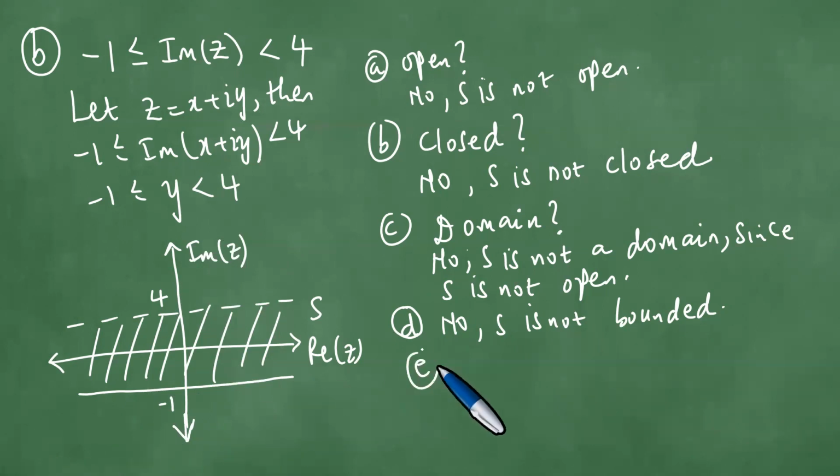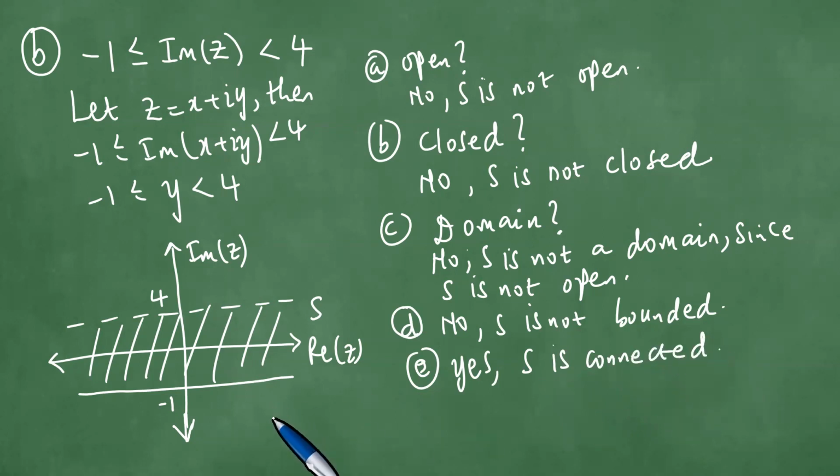Next, the E part. Is it connected? Well, because you can't write these as a union of two sets that are both open and disjoint, we certainly need to look very carefully and say that yes, S is connected. It can't be written as a union of two open sets that are disjoint. So it is connected. And then we answer the next question.